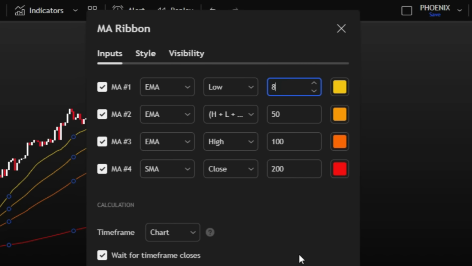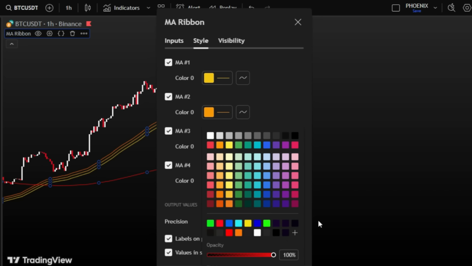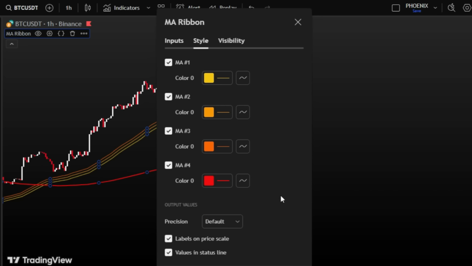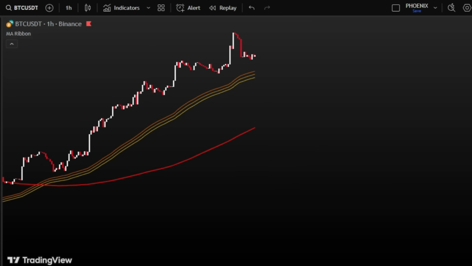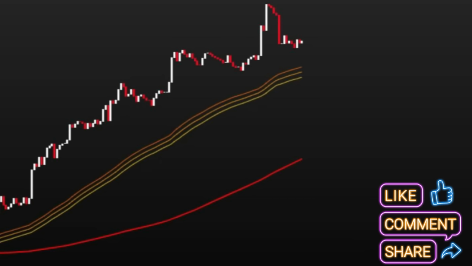Here's the crucial step. Set the first 3 EMAs to 80, but leave the last one at 200. From my experience, this setup works best across most time frames and assets. As for the style tab, there's really nothing to change. The default settings are just perfect. This is the magical moving average we're going to use to create some serious trading results.